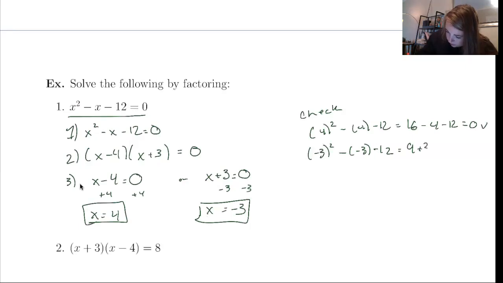9 plus 3 minus 12, so 12 minus 12. And then again, also equals 0. Pretty cool.